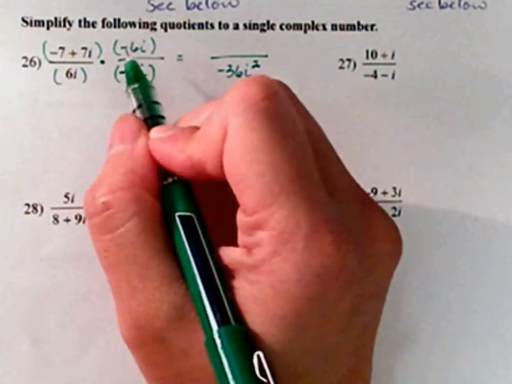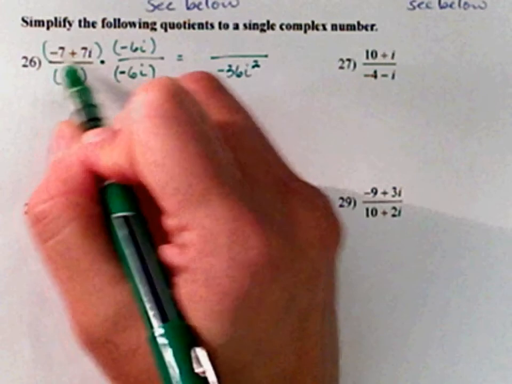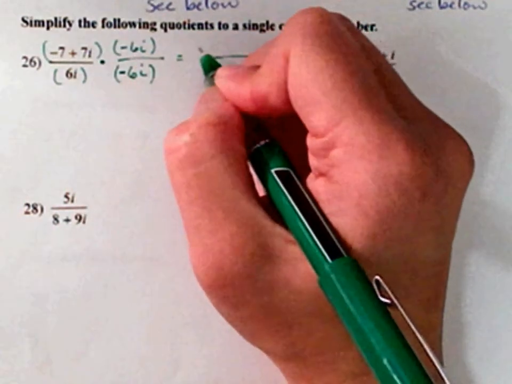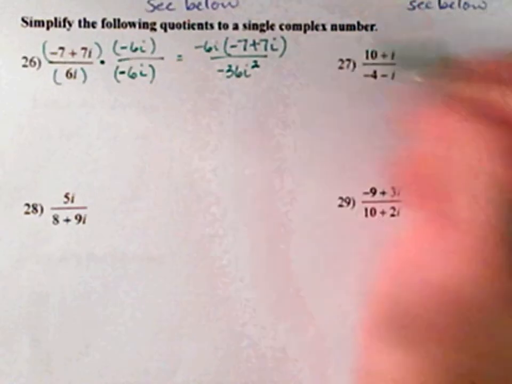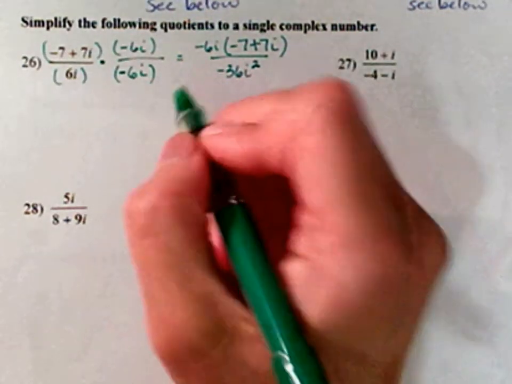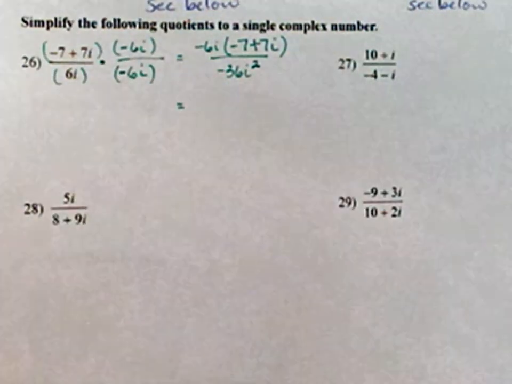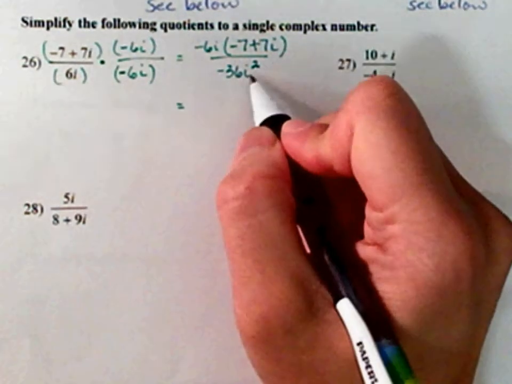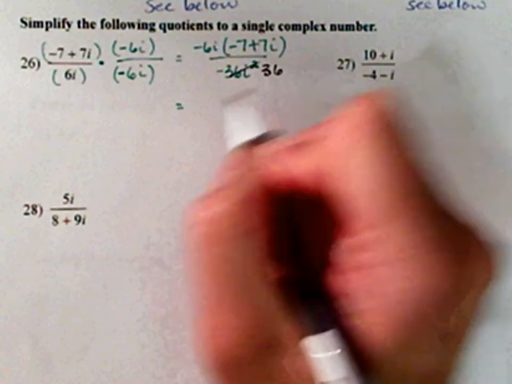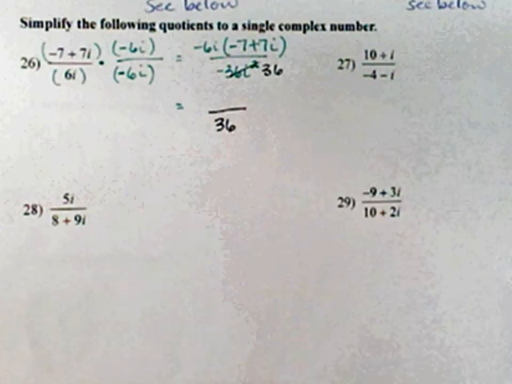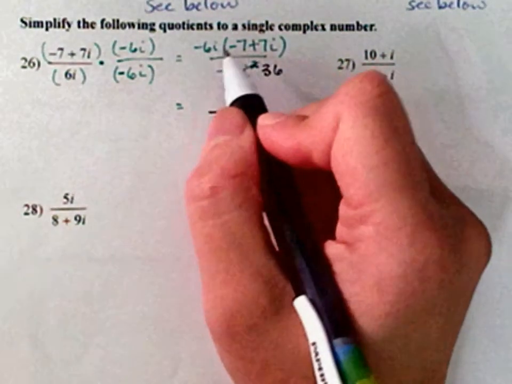And then I'm going to multiply negative 7 times 6I, or you can go 6I times negative 7 plus 7I. Means the same thing, okay? Continue with your math. I squared means a negative 1. Negative 1 times negative 36 makes that a positive 36. And I'm going to distribute.